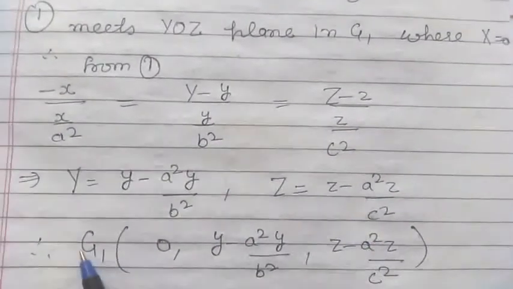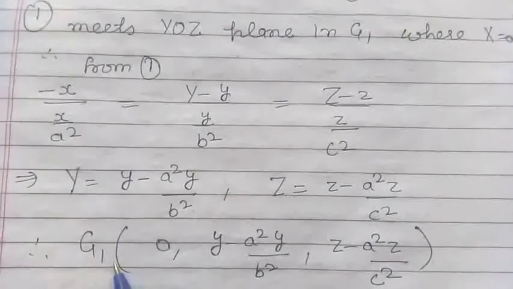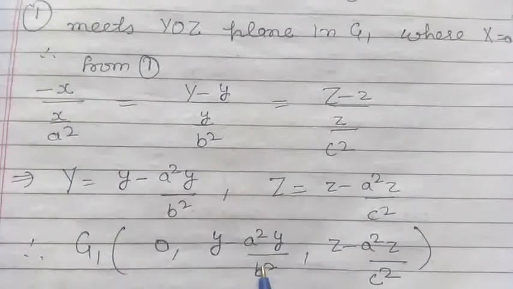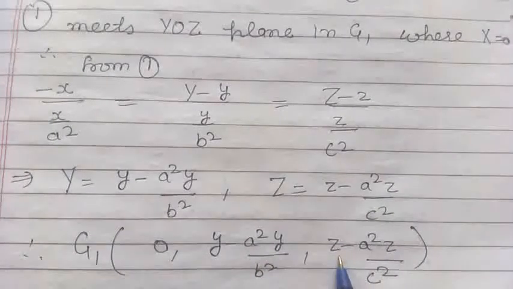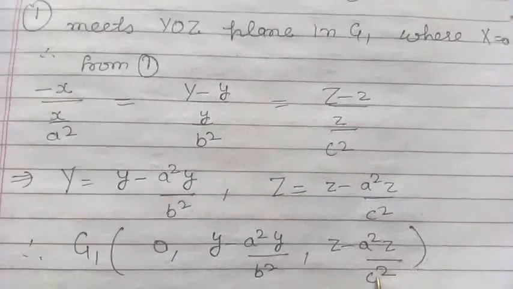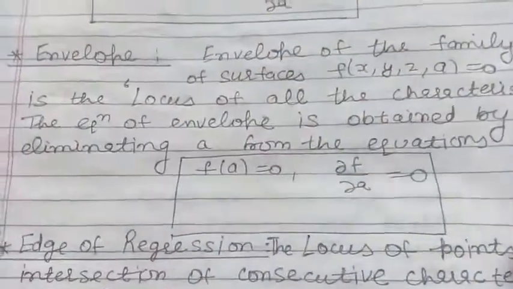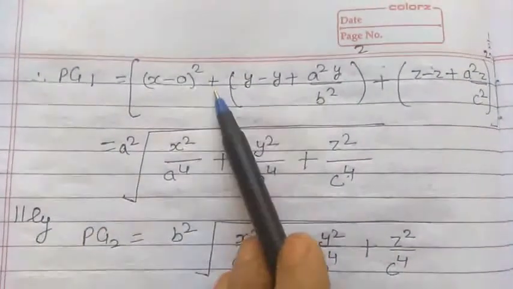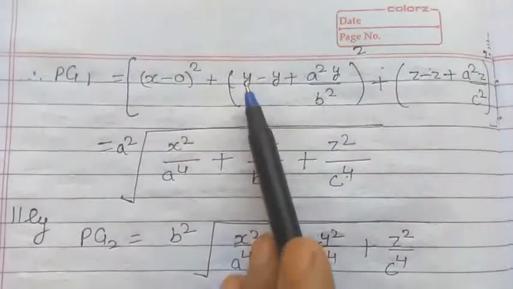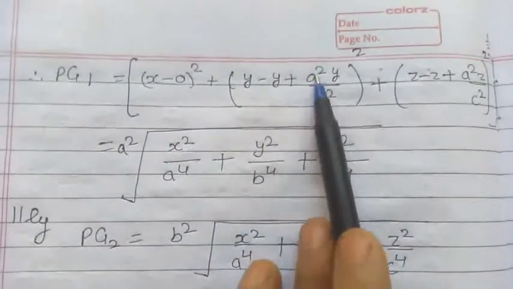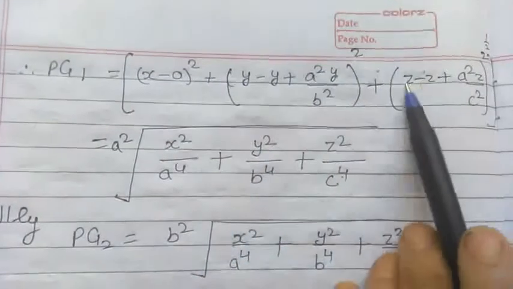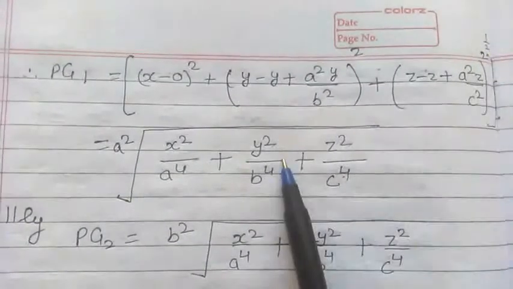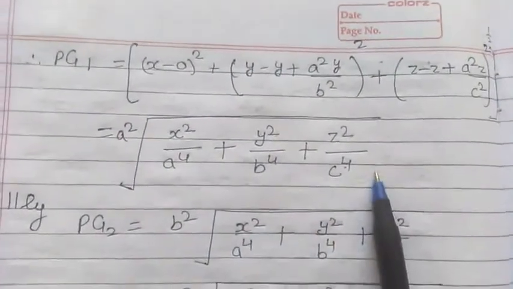In this way, we have obtained the coordinates of the point G1: the first coordinate is 0, the second coordinate is y − a²y/b², and the third coordinate is z − a²z/c². This is G1. Now we can find PG1 using the distance formula. PG1 is the square root of (x − 0)² + (y − y + a²y/b²)² + (z − z + a²z/c²)². After simplifying, we get PG1.